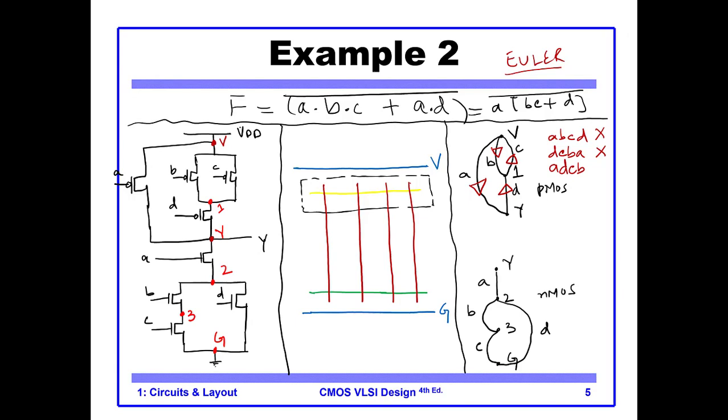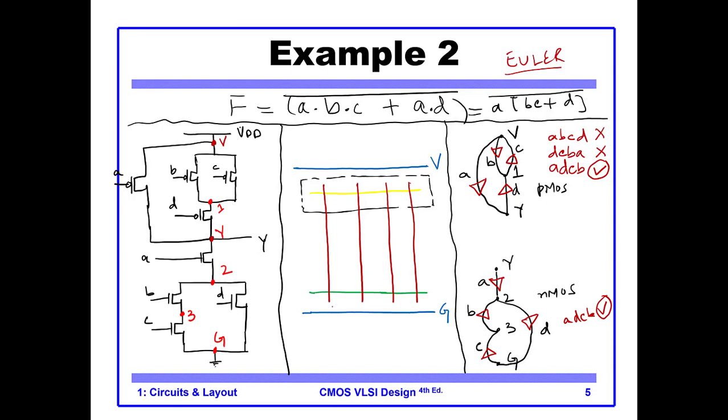So we start with D, we go through C, then we start with A, then we go to B, D, from D we go to C, and from C we go to B. So you see this is passed by the Pmos network, and it is also passed by the Nmos network. So this is our order of variables.